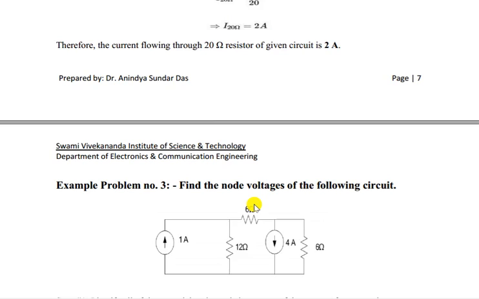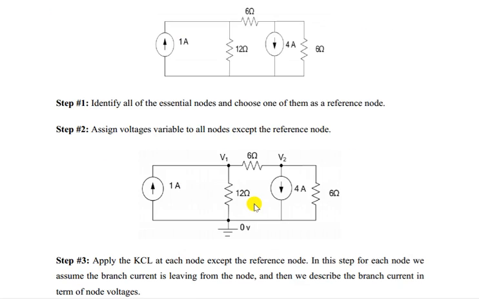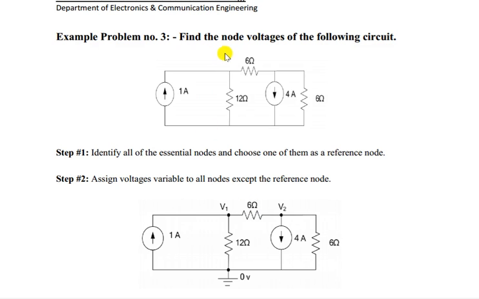So this is another problem. Now let us solve another problem. Find the node voltages of the following circuit. From this circuit, we can see we don't have any voltage source. So where the number of branches is more, that point we can consider as the reference node or 0.